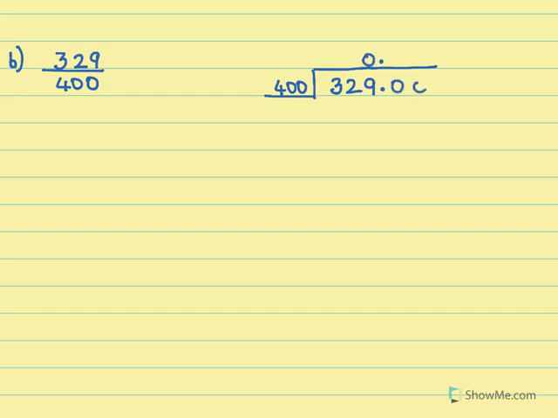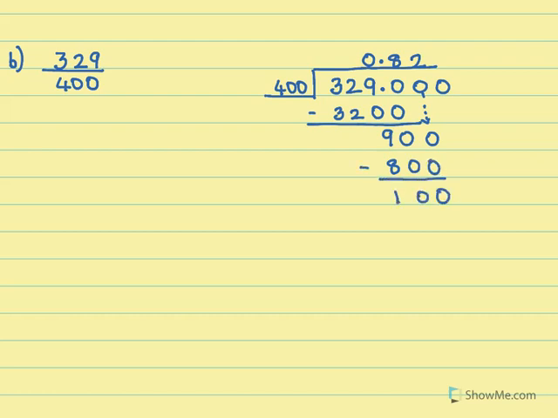I'll take another number. Now here 400 into 8 is 3200. You minus, and here you will get 9. Now you bring this 0 down, so you get here 400 into 2 is 800. On subtraction you will get 100.